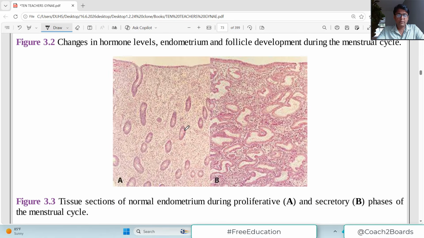So here, if you look at the diagram, you should be able to differentiate. This is definitely something where there is hypertrophy, more glands, so the uterus is now preparing well for pregnancy. That is the secretory phase of the uterus.